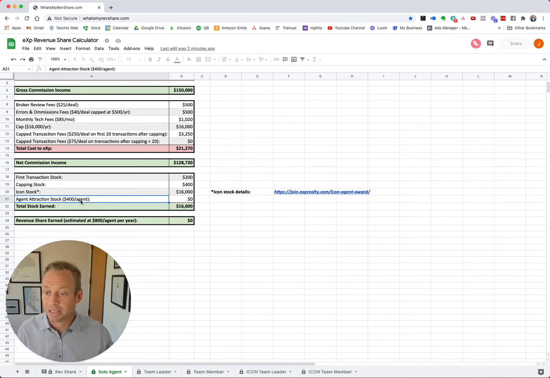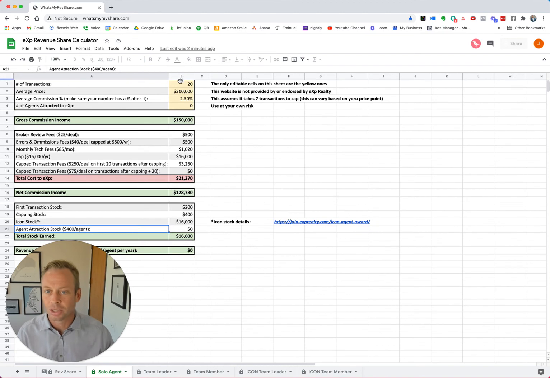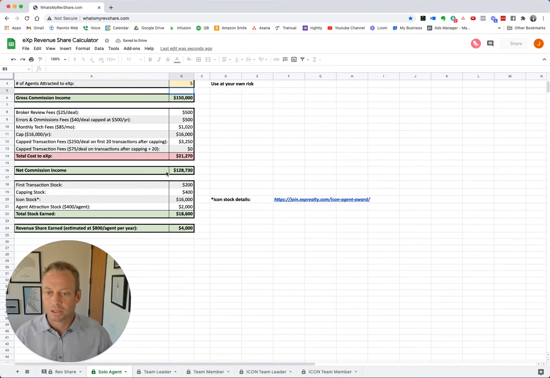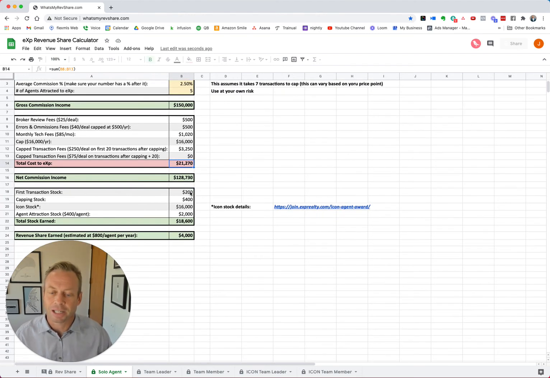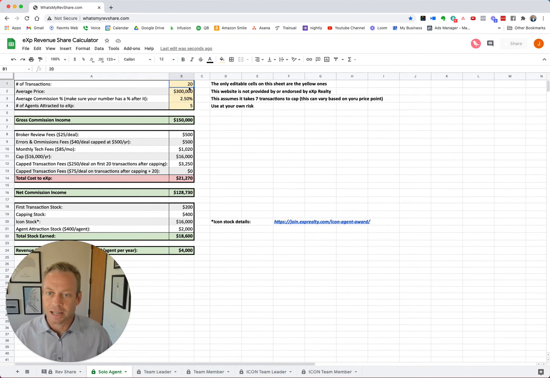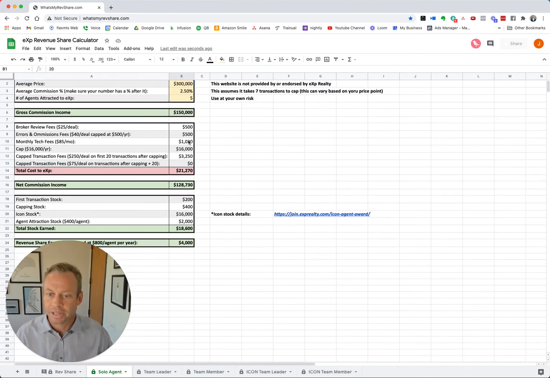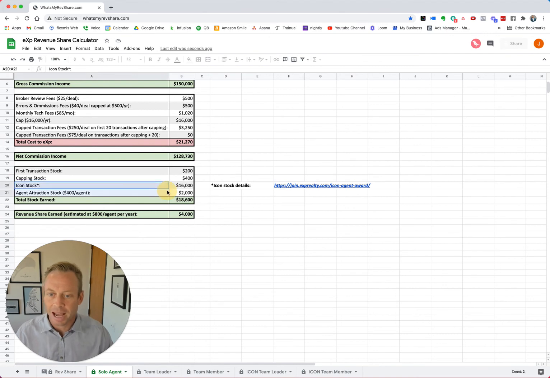And then if you attract any agents, this plugs it in. What this is doing is assuming $400 per agent. It's going to vary depending on how many homes that agent sells, that kind of thing, but it's kind of an average. So if you did attract, let's say 5 agents, you'd get that in there. So here in this particular case, you've got 21,000 to EXP. This person would not have capped with that many deals. You need to cap plus 20, right? So that's not enough. So they would not get the 16 back. So in this case, it would be 2,600 they would be getting back, and 21 out.